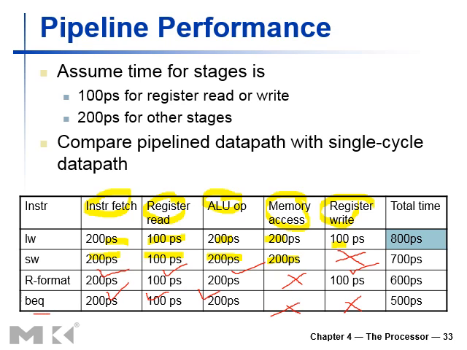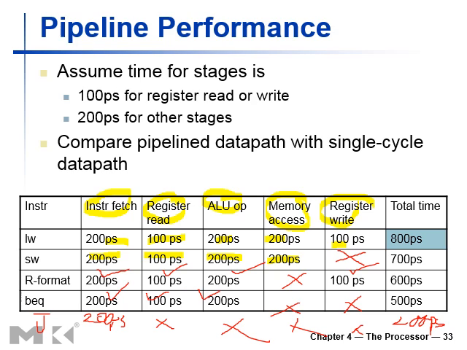But if we have the jump instruction here, we only require 200 picoseconds to complete. No register file read, no ALU operations, no memory operations, no register write. Only 200 picoseconds are required to complete the jump instruction. So what would be the clock cycle time which we have to set?